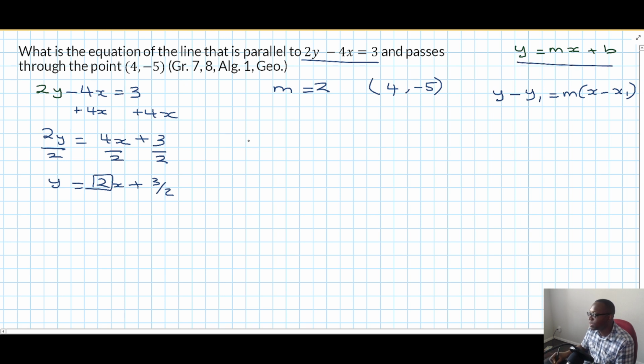So let's go ahead and substitute. Y minus y1 is negative 5, equal to slope, which is 2, times x minus x1, which is 4.